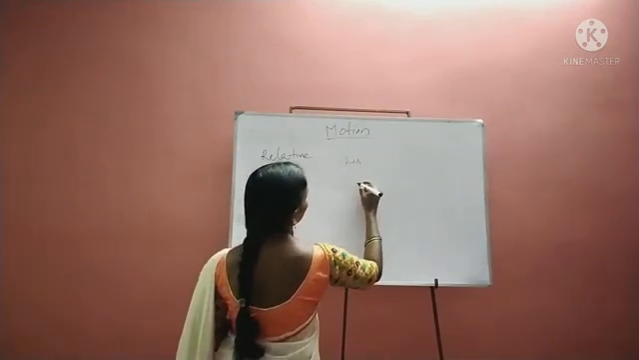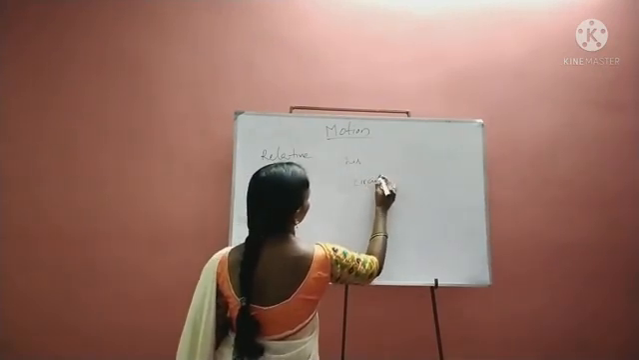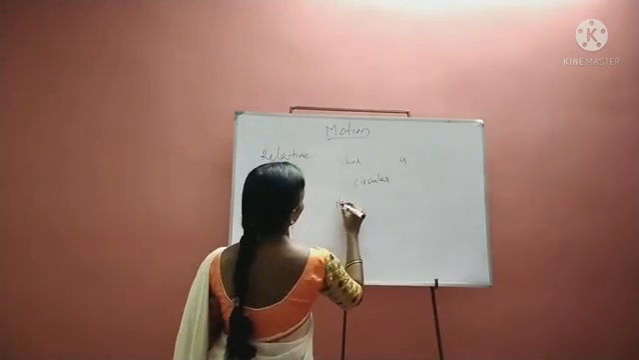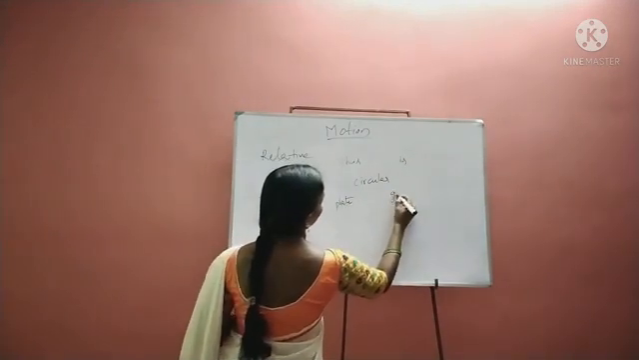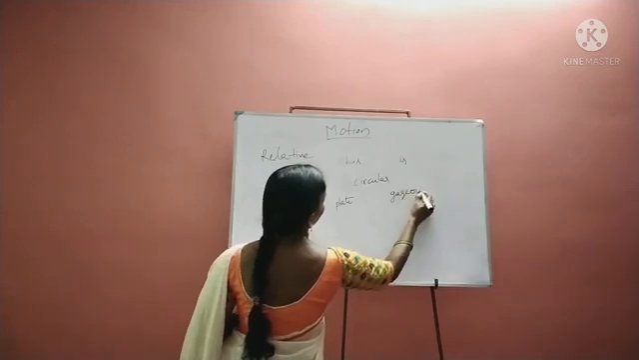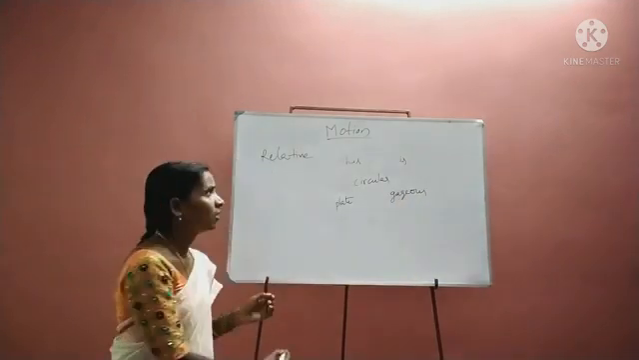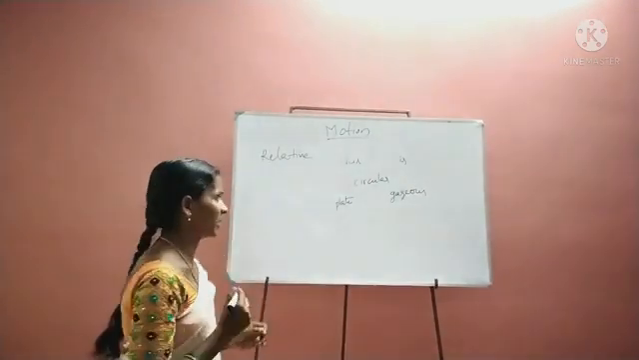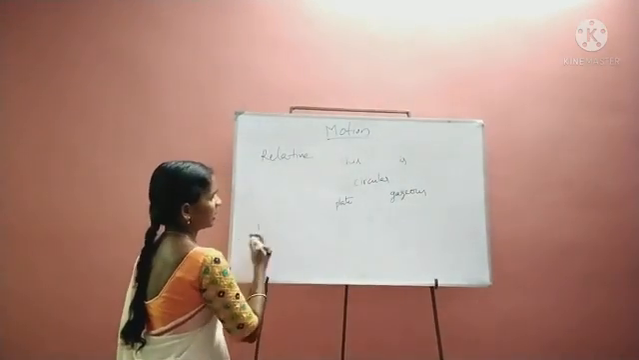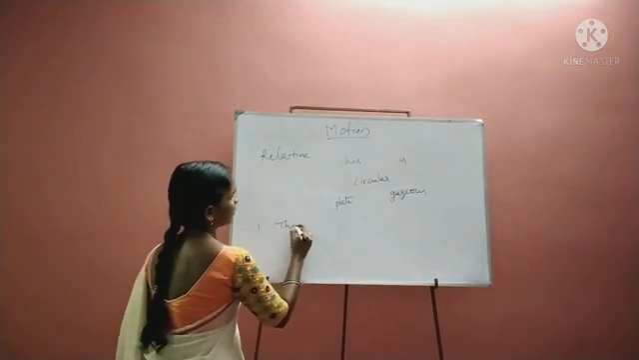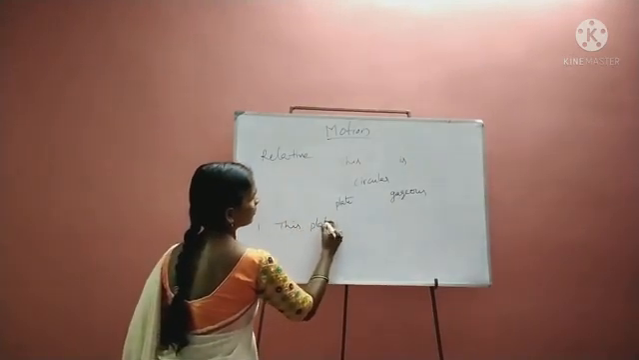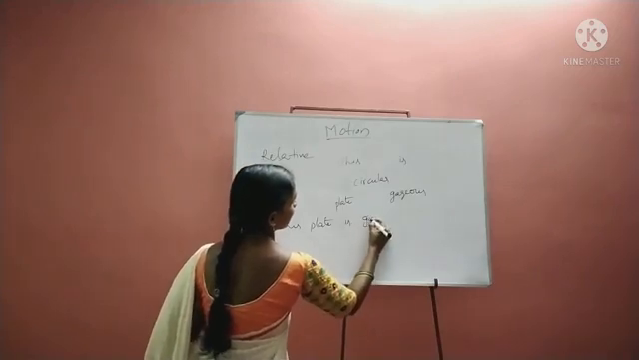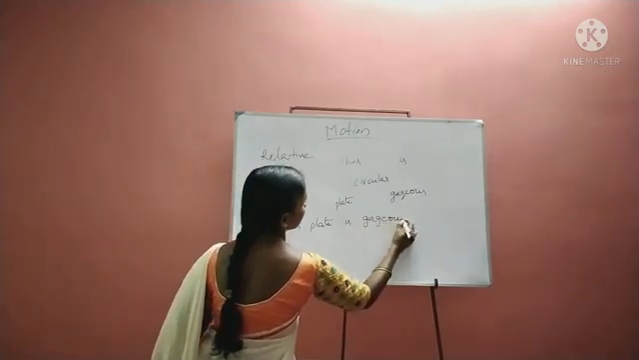This, circular, is, plate, gaseous. Using these words, we construct two statements. First statement is: this plate is gaseous.